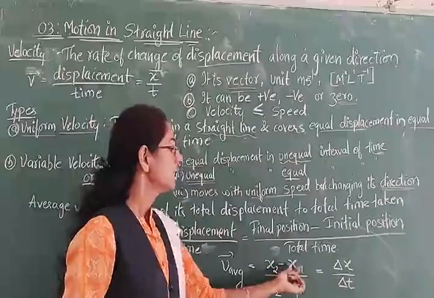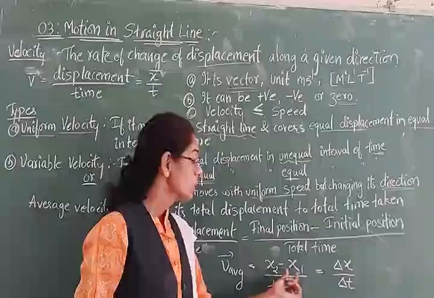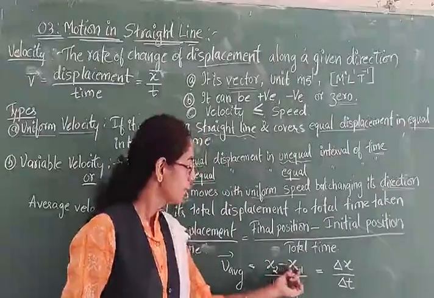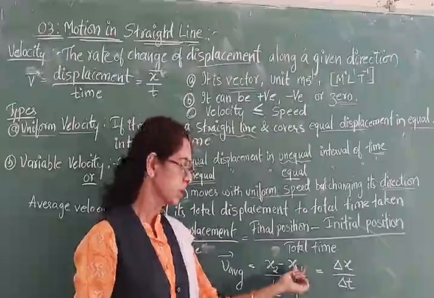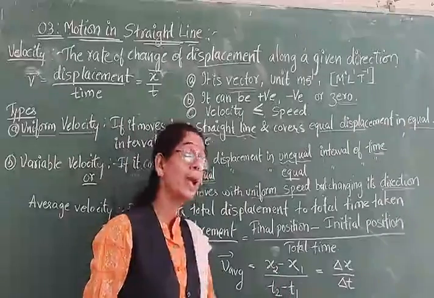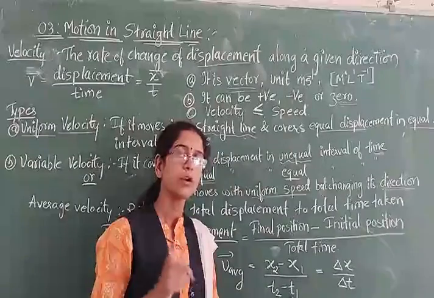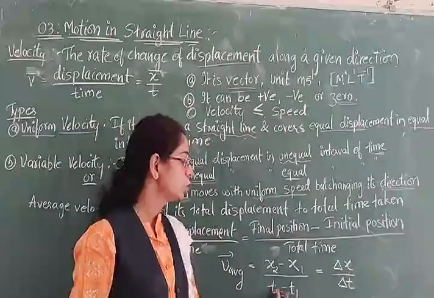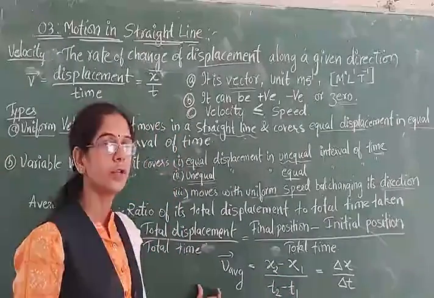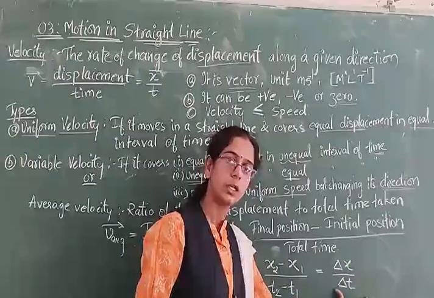So if the object's initial position is x1 and it shifts to x2, then x2 minus x1 will give you the total displacement. If t1 is the time when it begins at x1 and t2 is the time when it reaches x2, then t2 minus t1 gives you the total time interval for that object in motion. The ratio of these two quantities will give you the average value. It is also denoted by delta x upon delta t.